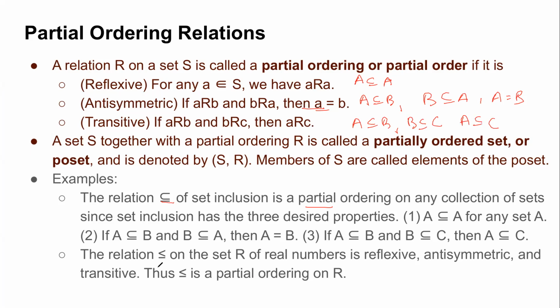Okay? So less than equal to, subset, all these are partial orders. If I define any set S with these orderings, S with subset or S with less than equal to, it's known as a poset. Okay, so what is a partial order? A partial order is something which is reflexive, anti-symmetric and transitive.